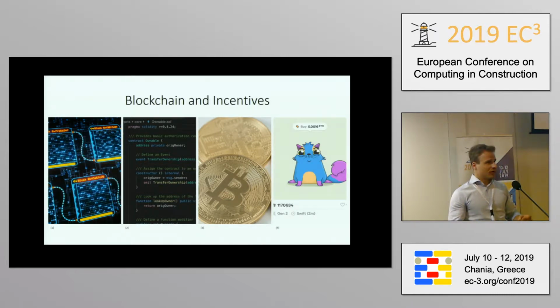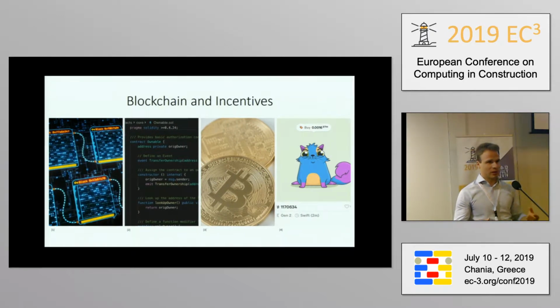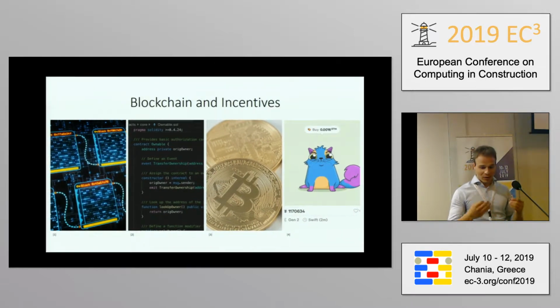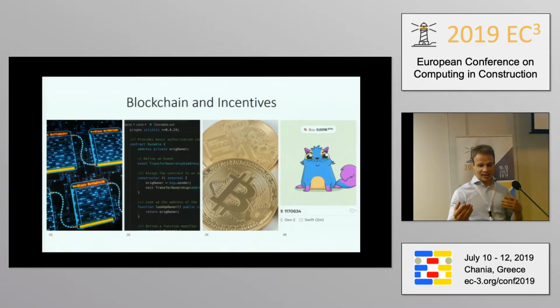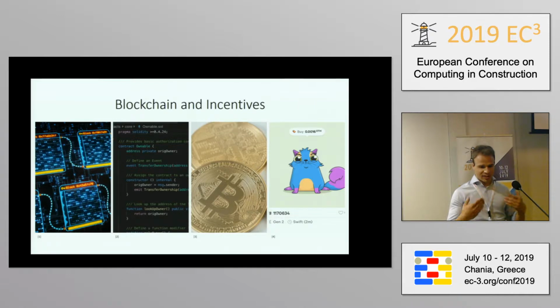So one example of it is this CryptoKitty, which has a unique DNA. It exists only once in the world, and it's tradable. So because it's unique, it actually has value. So it's a gamification aspect on the blockchain.